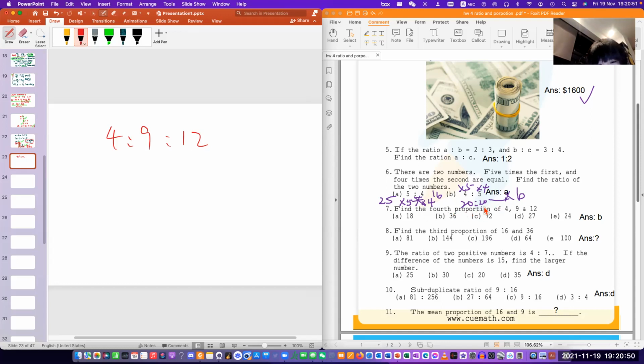What is the proportion, by the way? Fourth proportion of 4, 9, 12.